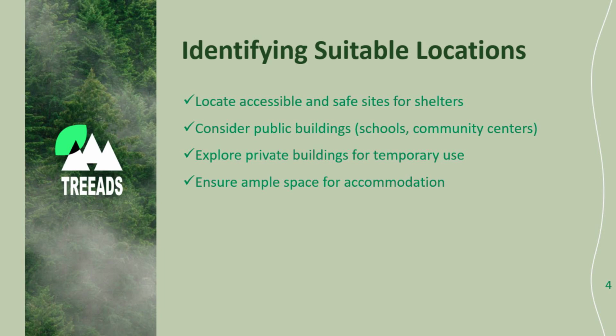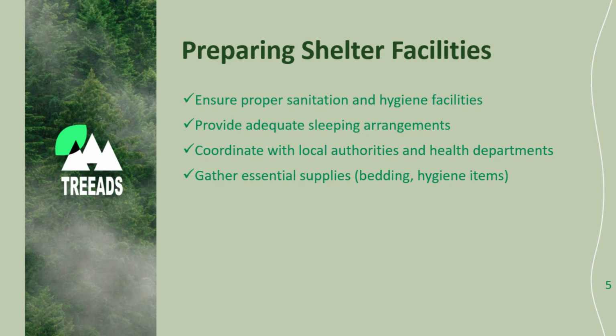Look for sites that are easily accessible, spacious, and safe from further hazards. Consider utilizing existing public facilities such as schools, community centers, or sports complexes, as well as private buildings that can temporarily serve as shelters. Once the locations have been identified, prepare the facilities to accommodate the affected individuals. This includes ensuring proper sanitation, hygiene facilities, and adequate sleeping arrangements.